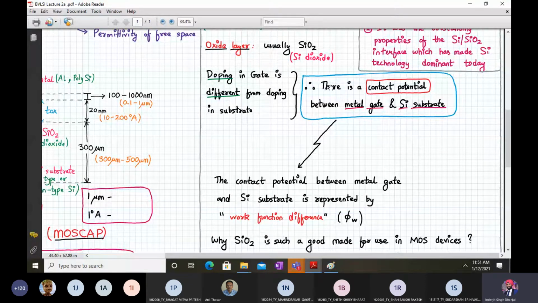Right now, you just listen. Have some patience. We'll come back to this point with the help of energy band diagrams.